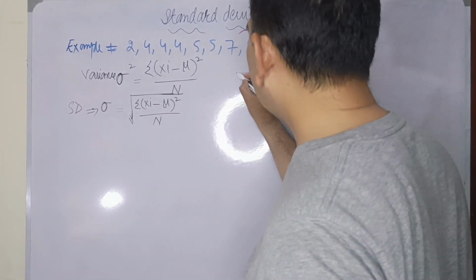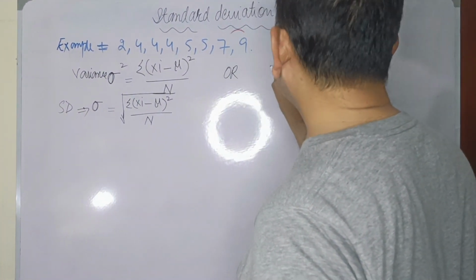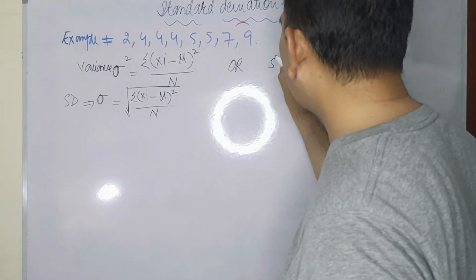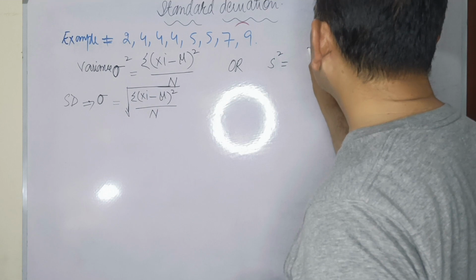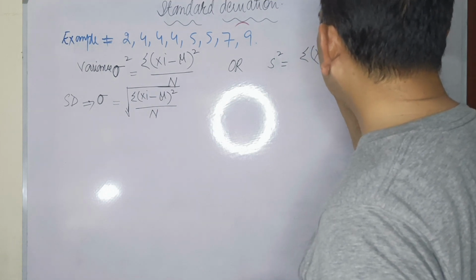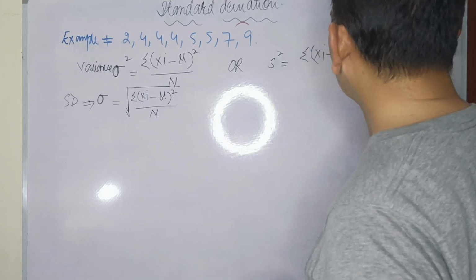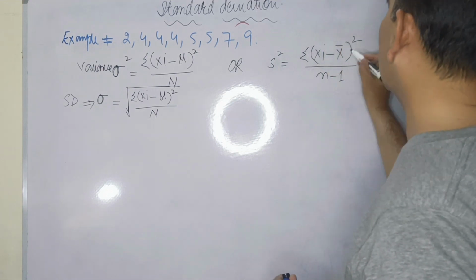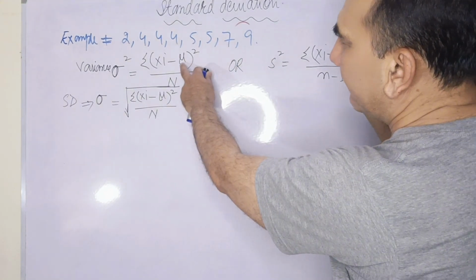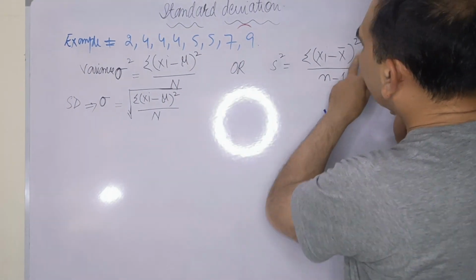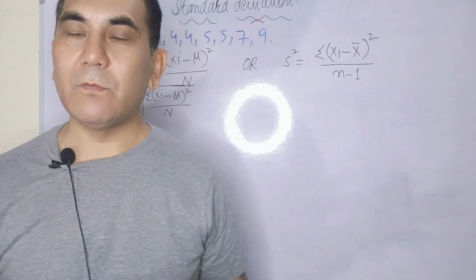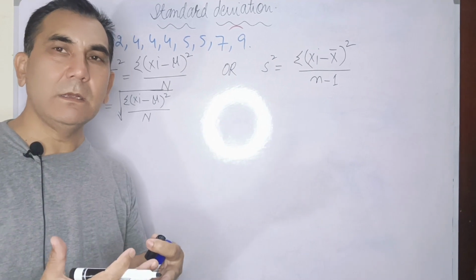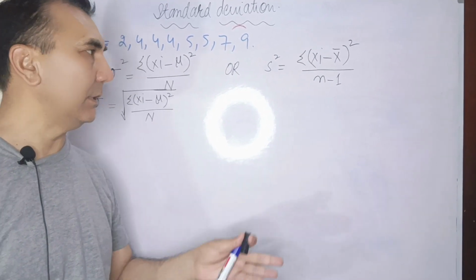Now for the sample, we write small s. Small s square is the sum of (xi minus x bar) whole square divided by n minus 1, small n minus 1. Here, in place of mu, you write x bar. The x bar is the symbol for the sample mean and mu is the symbol for the population mean.